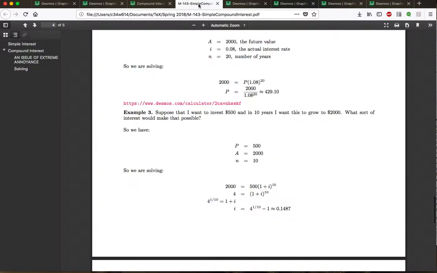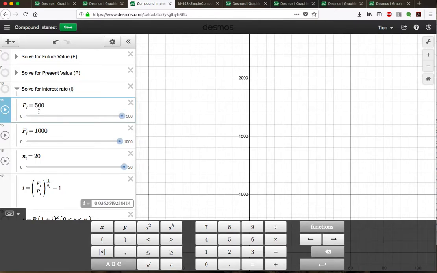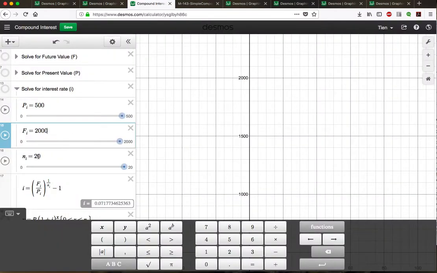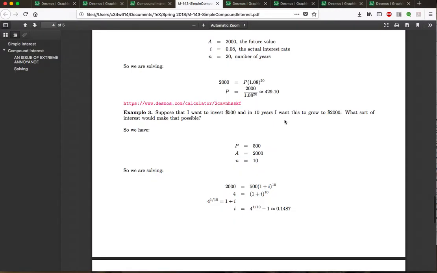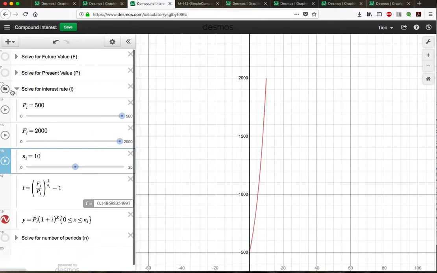Let's see. So I start with 500. It's supposed to end up at 2,000. And this is going to be over 10 years. The interest rate should be about 15%, 14.87 or so. Yeah, 0.1487. And if I graph that, that shows my money growing over time at that interest rate.